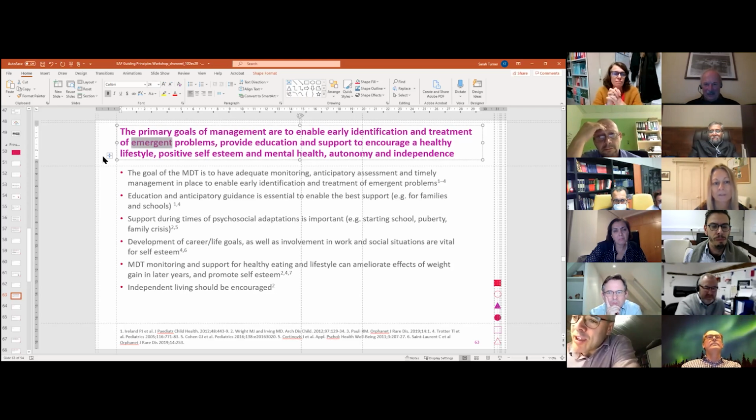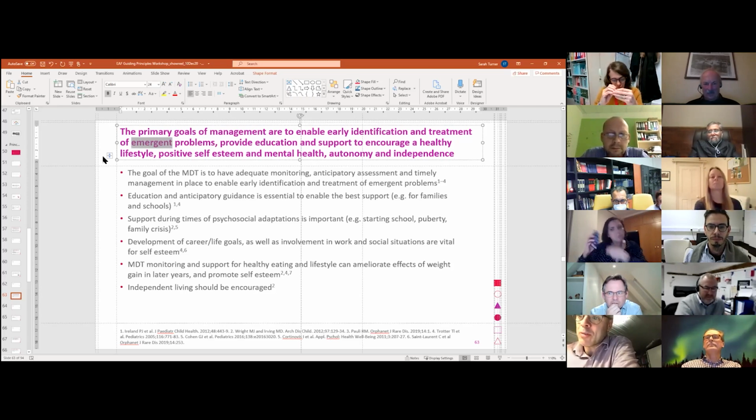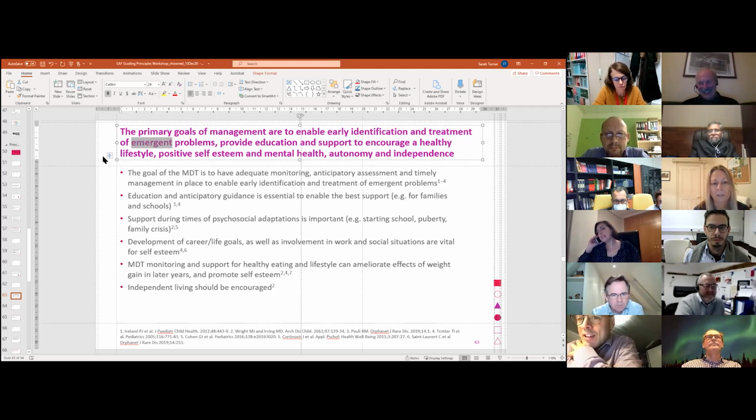There could also be a thing that could be anticipated, but we just monitor it. It's not only the emergent problems, I think, but all kinds of complications that might occur, as we know, with achondroplasia. So, could we replace "emergent" with a better daily word? Life? Daily life? No. Melita, can you help us?